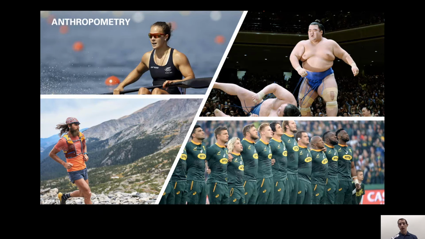Some other considerations about anthropometry might be regional differences. And what I mean by regional differences is different parts of the body. In the top left-hand corner, we have an Olympic kayaker from New Zealand, and you can see the hypertrophy that she has through her upper body.